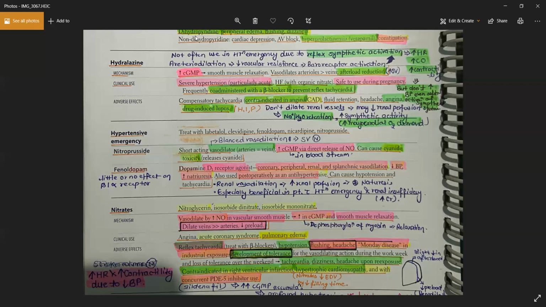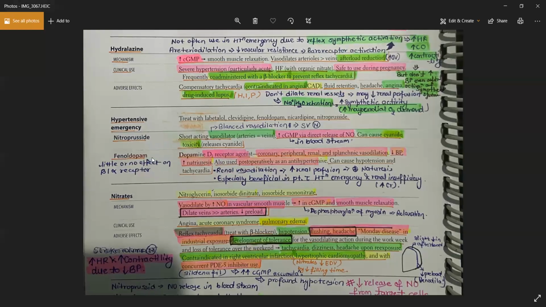Why nitrites? Because they bind the cyanide and get rid of it. They convert hemoglobin from Fe2 to Fe3, the methemoglobin, if you guys remember. Methemoglobin will readily bind to the cyanide. Then you will treat the methemoglobin by giving the patient vitamin C. That's how it works. Then comes fenoldopam.